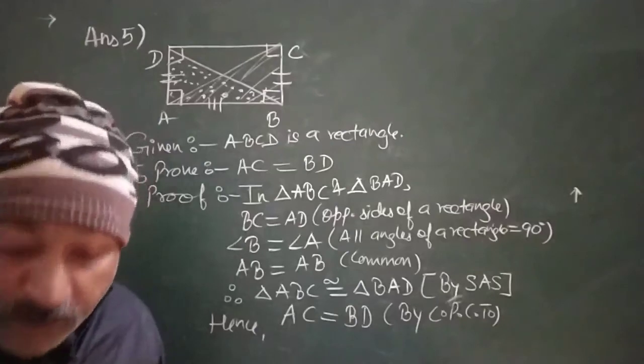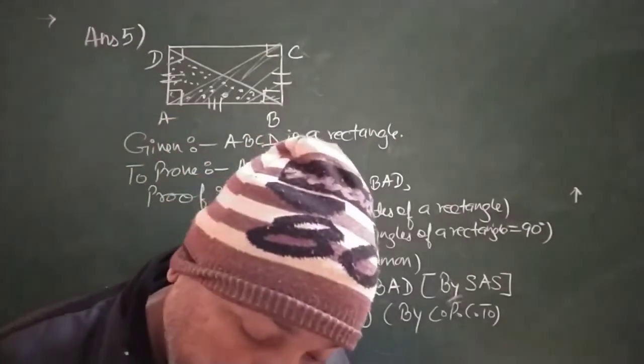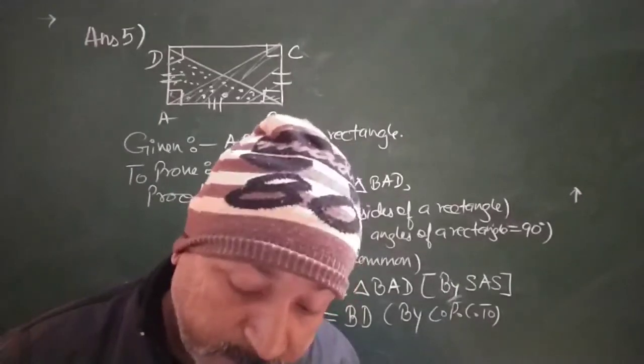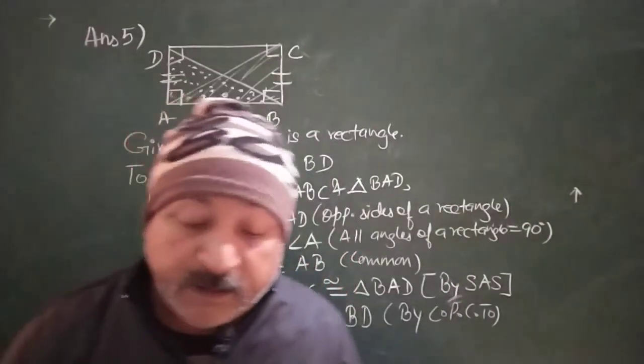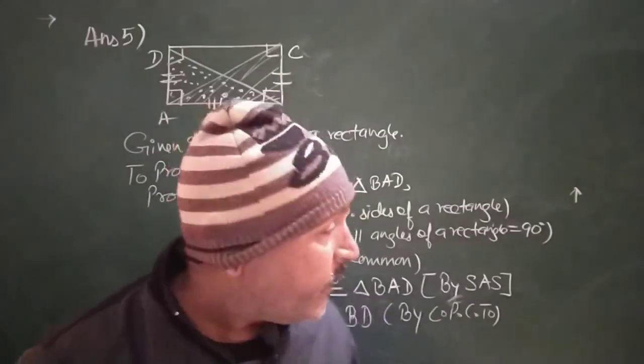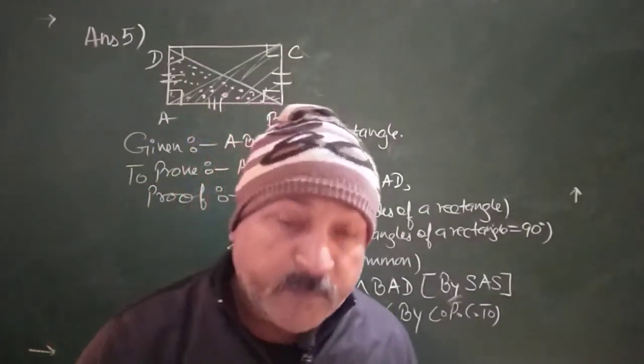Is it clear? So students, do one thing: complete exercise 11.3 up to question number 5. Questions 6 and 7 are cut, and from the next video onwards we will start our new chapter. Okay, so complete this in your fair copies in a very proper way. Thank you very much.